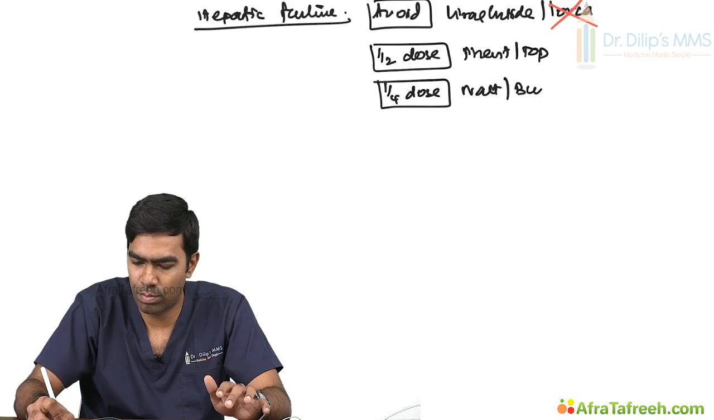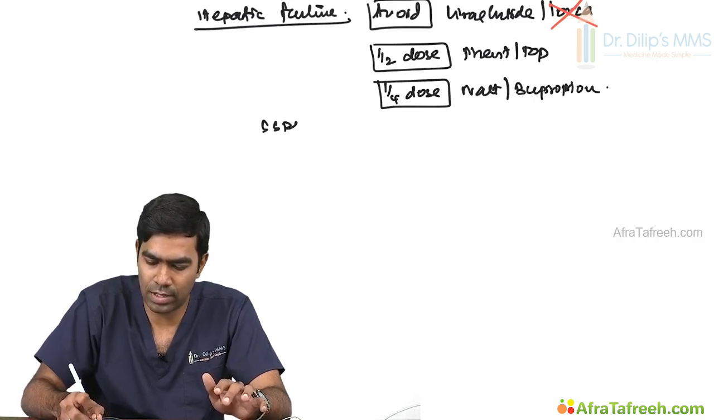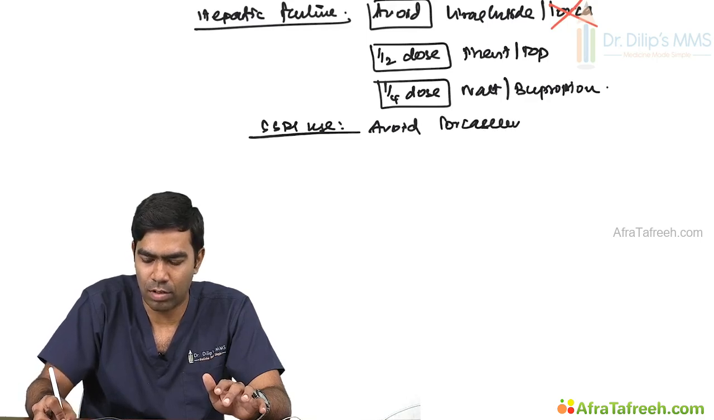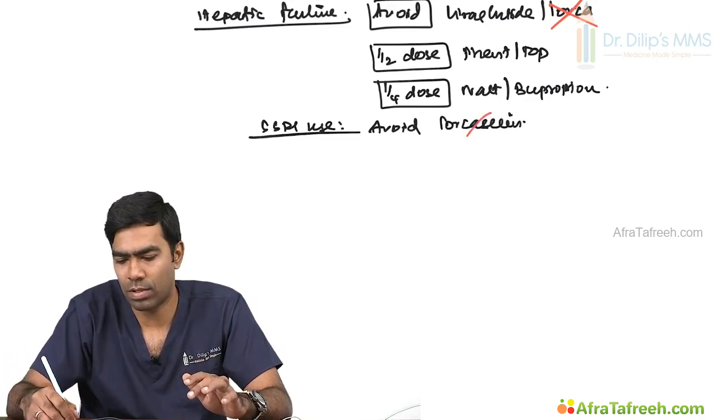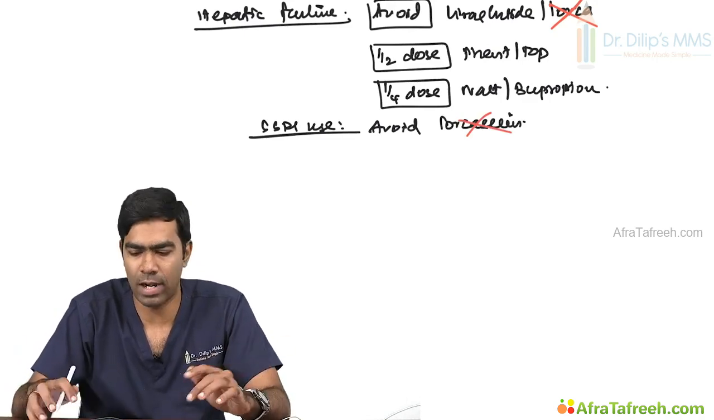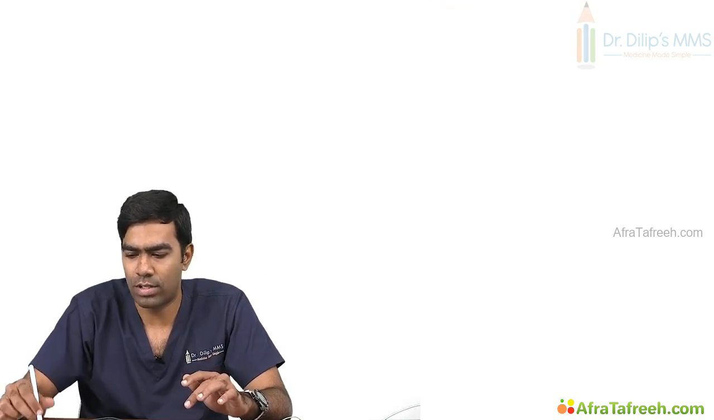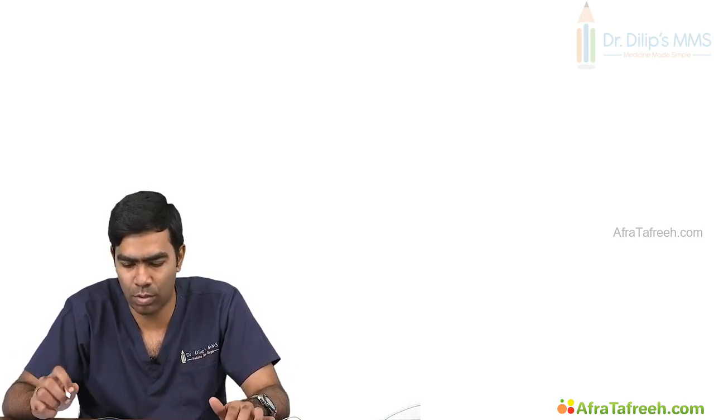naltrexone bupropion combination. And if the patient is already using SSRIs, do not give lorcaserin because of the risk of serotonin syndrome. Again, it's not a problem right now because it is banned already by FDA. FDA withdrew its recommendation as an anti-obesity drug in February 2020. So you are not going to use this drug anymore.